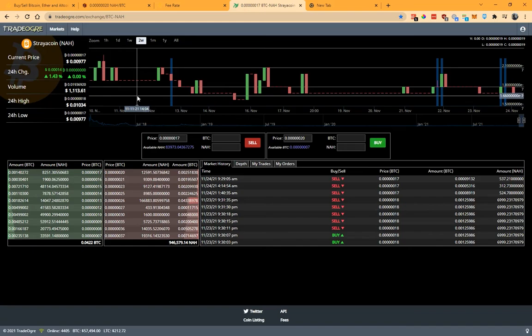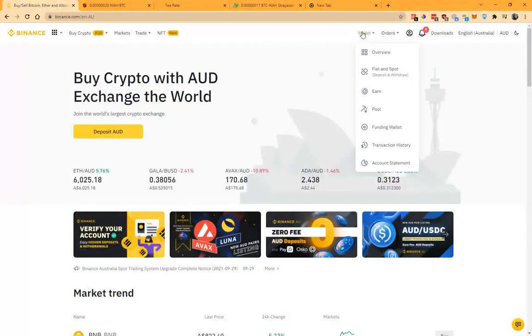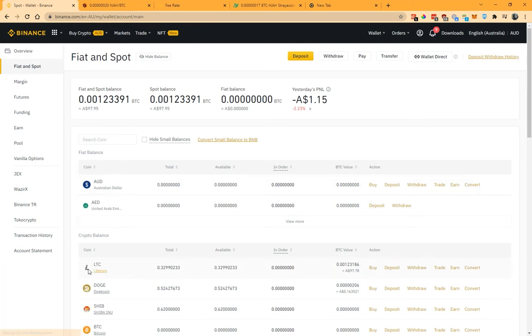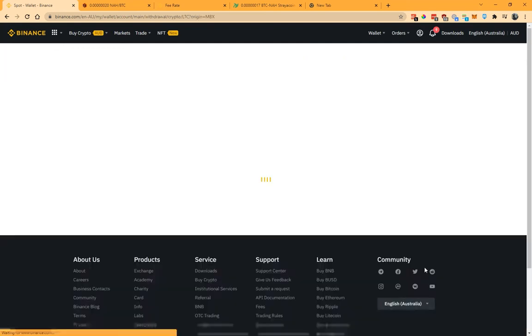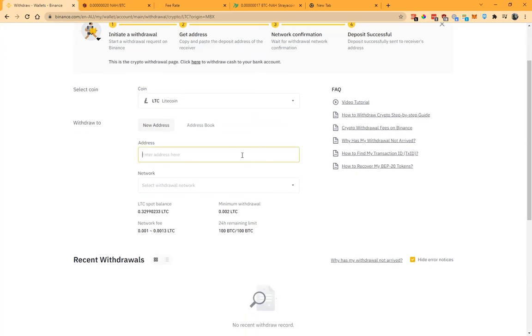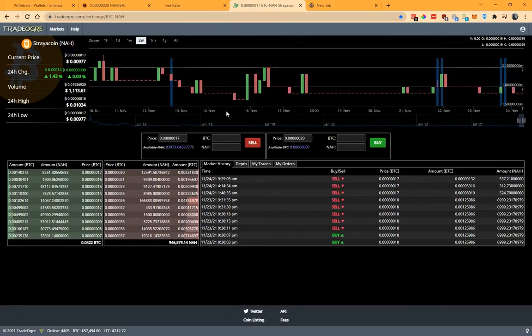So what we want to do is in Binance, if we go to wallet and we go to fiat and spot, we're going to see that LTC that we own, and we're going to hit the withdraw button. So here's the Litecoin. And if we hit withdraw, it's going to take us to this page. It's going to ask us for an address. So this address here is essentially saying, what wallet do you want me to put it in? And you'll see it's a big, long encrypted code. So we're going to get that address from our TradeOger account that we have now created.